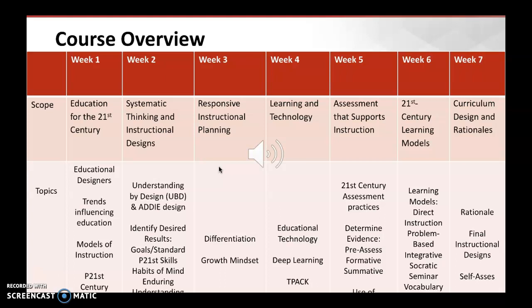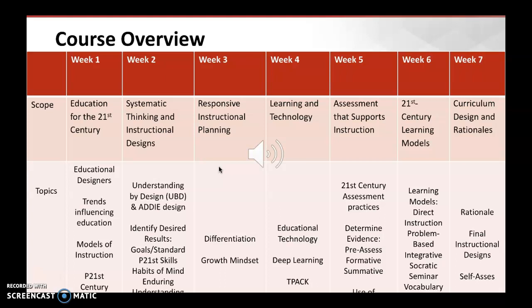In week 5, assessment that supports instruction will be the focus. We'll look at 21st century assessment practices and determine, for our own professional practice and units, what the best pre-assessment, formative assessment, and summative assessment tools are. And we'll look at how we use technology to support that assessment.